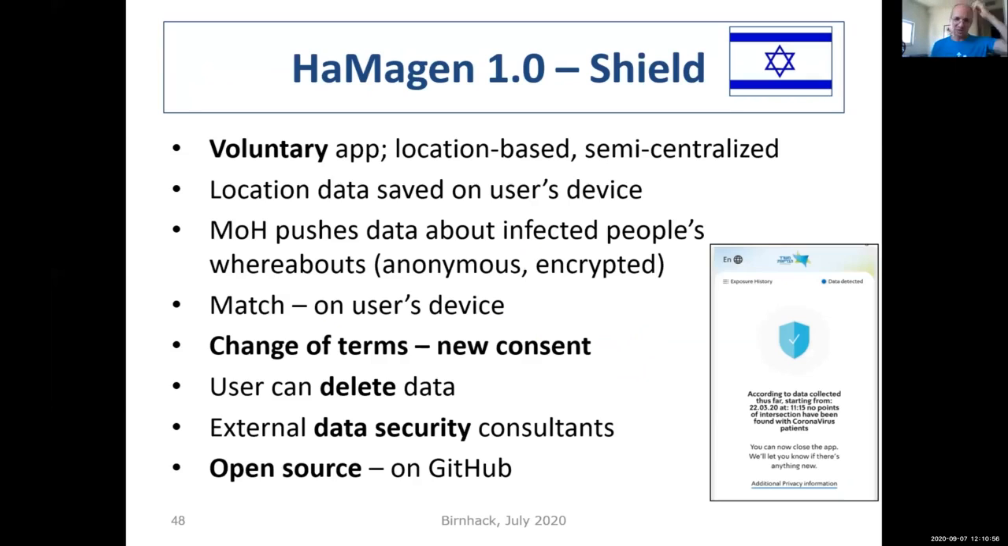Another way, which amazingly the Israeli government has done at the same time, sending the opposite message, is using applications. By now, there are more than 40 different contact tracing apps in the world. Some of them, like HaMagen, Shield 1, disclosure. I advised the Israeli Ministry of Health on privacy aspects of HaMagen 1.0. This was a location-based application. It was decentralized and it's open source. So if you're a computer scientist, you can actually read the code of this.